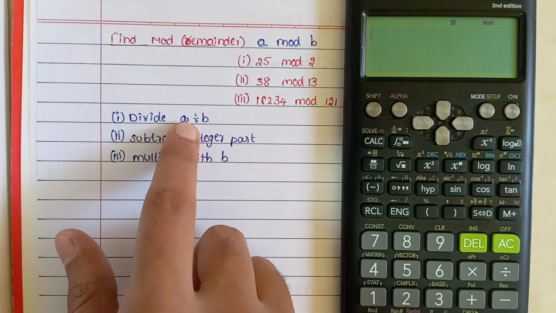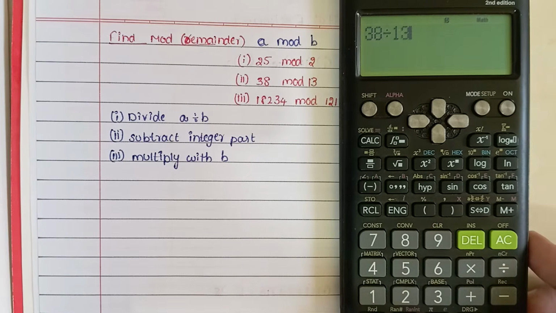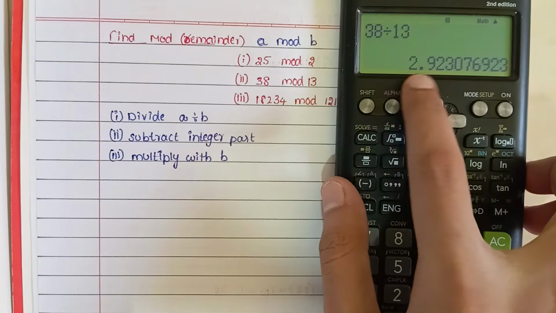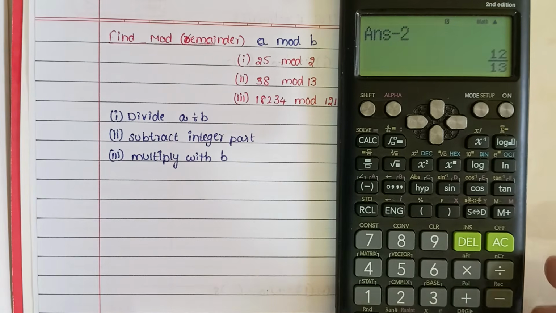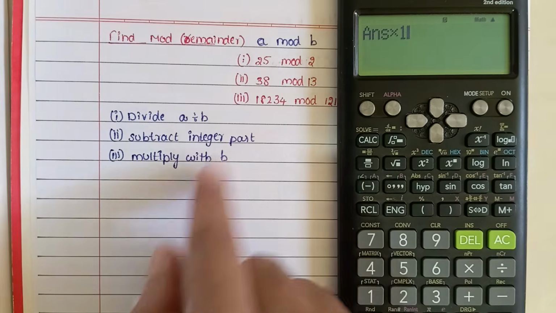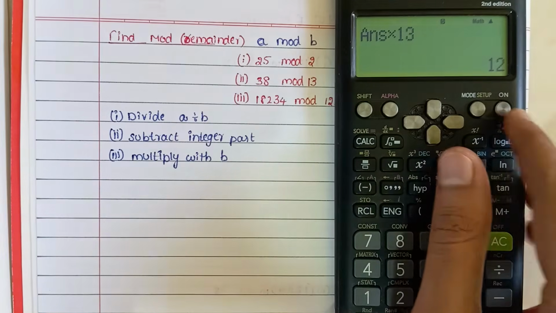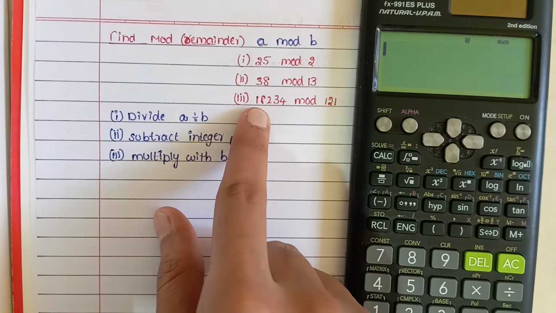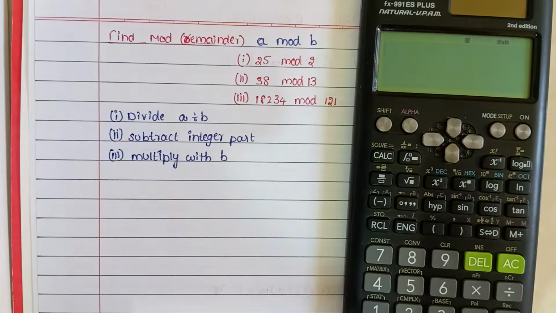We'll solve the second question, 38 mod 13. First, divide 38 by 13. 38 divided by 13. The integer part is 2, so subtract 2 from this value. You will get 12 by 13. And multiply that with b, which means 13. So, the remainder is 12.